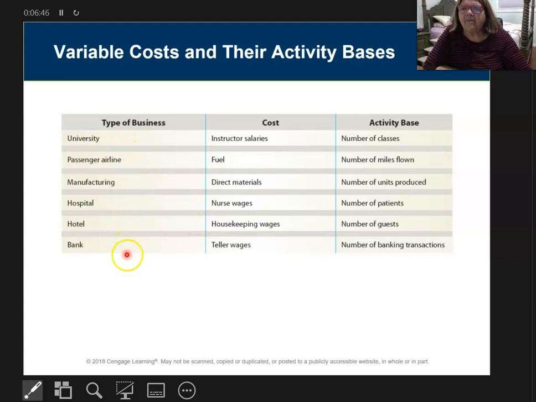So these are the different types of businesses. These are the costs. These are the activity basis. So here's a great example. University. The cost for that would be the salary for the instructor, and the activity base would be the number of classes. So when the number of classes goes up, the cost per class may be the same, but their salaries go up. So this is just a nice little example of how you can apply the variable cost with an activity base.